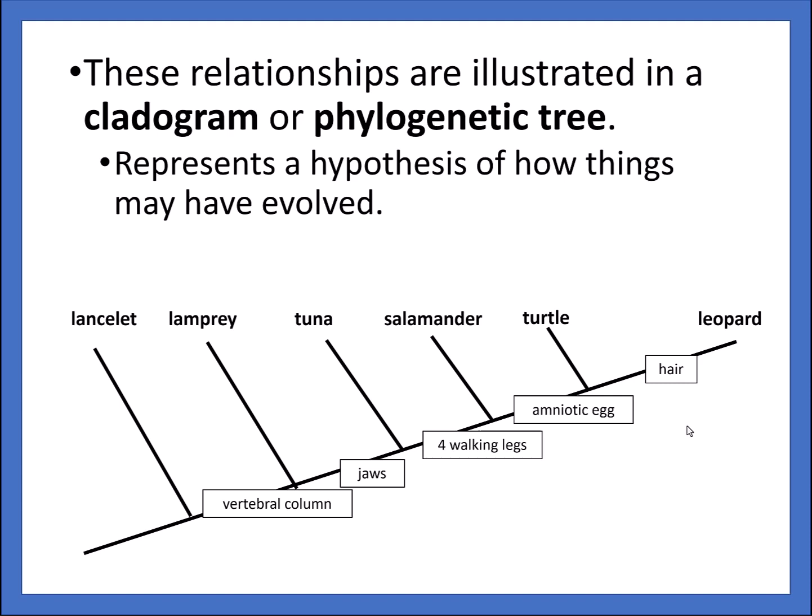and so on. So the leopard has all of these characteristics, and this would show that a common ancestor in this area here would have differentiated so that the lancelet would have come from that common ancestor as well as these other organisms based on their characteristics.